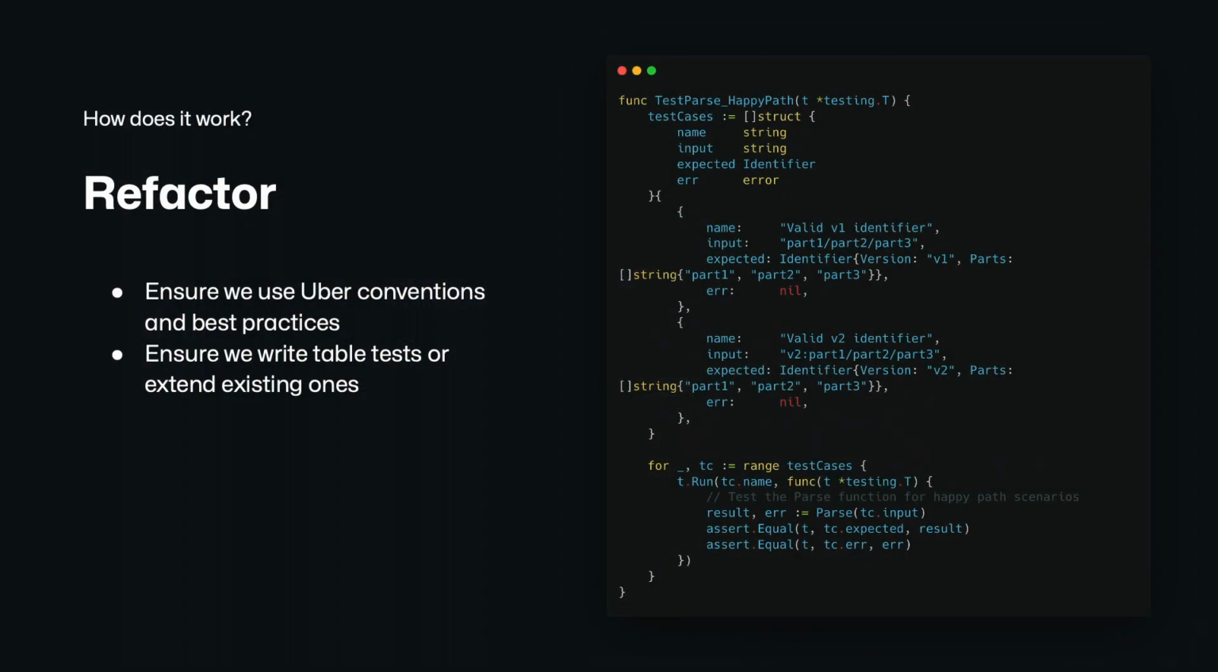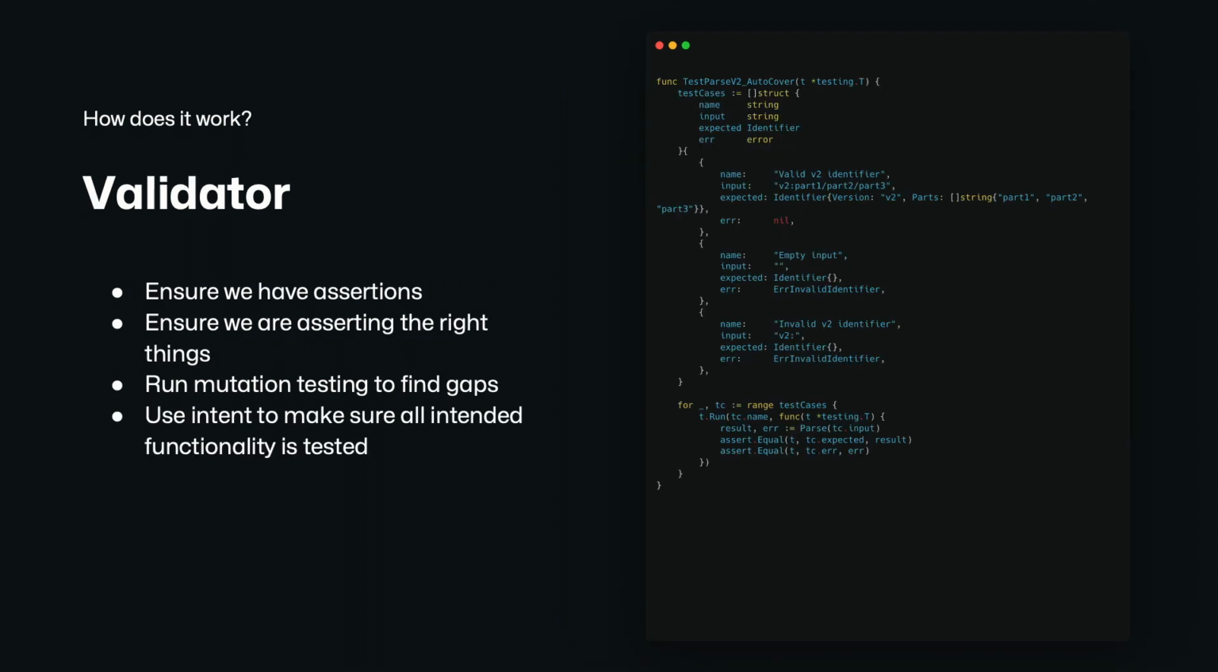Right, and so now, we've refactored these two previous test cases into this example here on the right, which is a single table test, which is way, way better. And now we're on to the validator step, which is our QA component. Here is where we step back and say, okay, the test case that we generated, does it actually assert anything, and does it assert the right things?